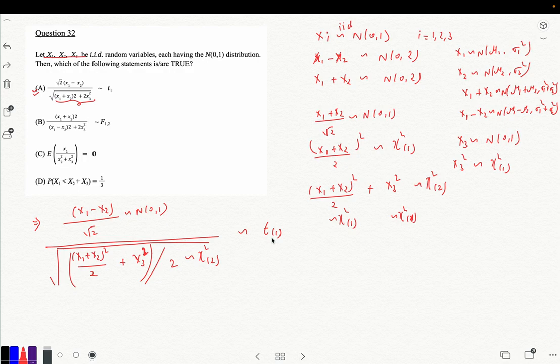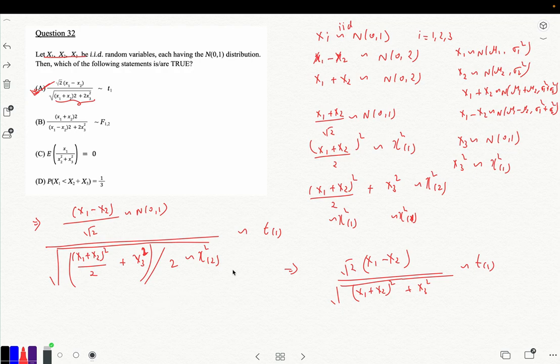Okay, now let's see whether this function is exactly the same function that we are writing or not. If I simplify it, it would be x1 minus x2, and the 2 would cancel out with the 2, and this would go into the numerator. So that would be root 2 times x1 minus x2, over the square root of x1 plus x2's whole square plus x3's whole square. And this is following t of 1. So the first statement, that is the A part, is true. It is following t1.